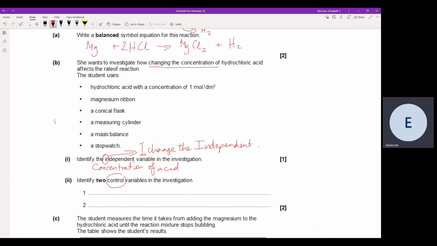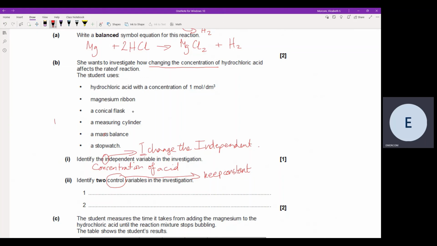Identify 2 control variables in the investigation. A control variable is one that you are in control of so that it does not change. So the control one, you keep it the same. You keep it constant. So just as before, we're investigating changing the concentration. So think about the other things that could change the rate of reaction. We don't want them to affect the rate of reaction, so we want to control them.